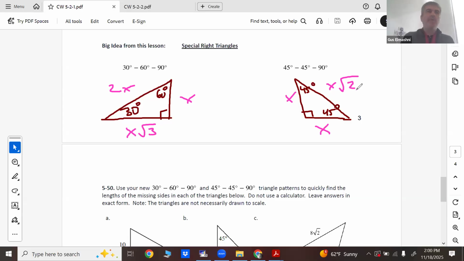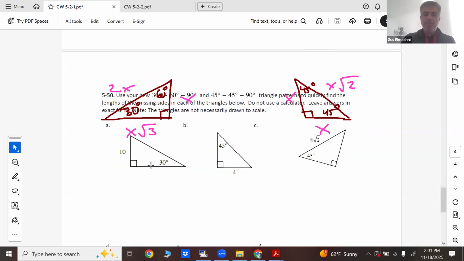And we use x because I don't know exactly the side length. But what I do know is that there's a relationship, right? That, oh yeah, the shorter leg, which is opposite 30, is half the hypotenuse. And the longer leg is root 3 times the shorter leg. For 45, 45, 90, both the legs are identical, as they should be. They're opposite the same angle measure. So the hypotenuse would be x root 2 if I do Pythagorean theorem. So now we're going to apply this principle to the problems on the next page.